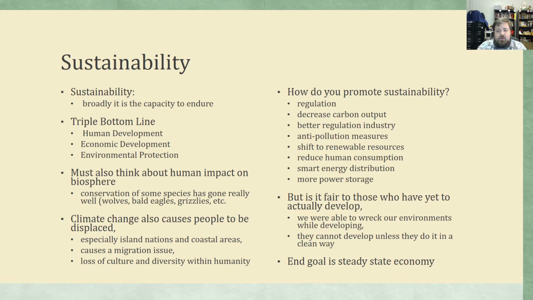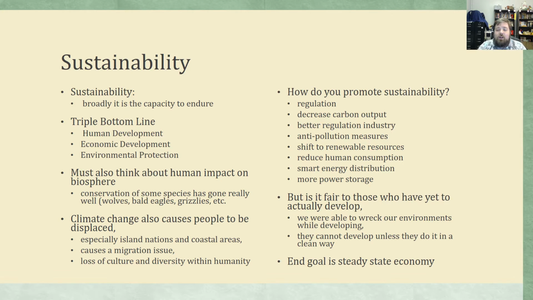So first, there's this idea that we need to regulate our economies and the way that they interact with the environment. Particularly, we need to better regulate industry and decrease overall carbon outputs. They need to have anti-pollution measures to clean air and clean water. There needs to, broadly speaking, be a shift towards renewable resources, which is pretty much underway at this point, regardless of what the U.S. government might want to do. Of course, there's the individual effort to reduce human consumption, right? You might notice that even Walmart these days gives you a discount for bringing your own bags. So there's this idea that humans should use less, right? Try to make do with the minimum that we can.